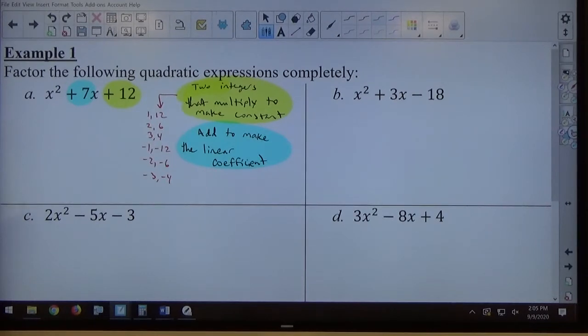I could have found the pair without writing down anything. And eventually, I hope that's where you get to with these problems, that you can find the pair without having to write anything down.